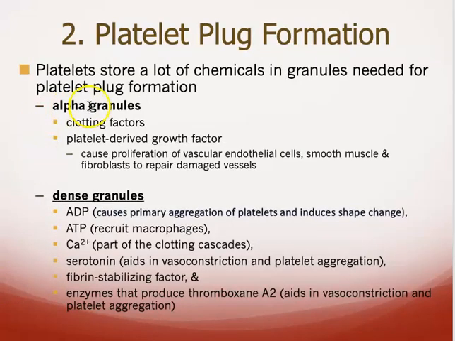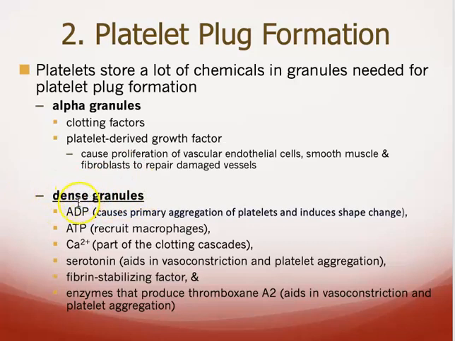A platelet plug, on the other hand: these platelets have lots of these chemicals and these granules. There are alpha granules, and then there are dense granules. The alpha granules have clotting factors, so these are different proteins that are going to be important in a very long clotting cascade. There's also something called a platelet-derived growth factor, and this helps repair the walls of a damaged blood vessel, including the endothelial cells, the muscle, and even fibroblasts to repair the fiber around a blood vessel.